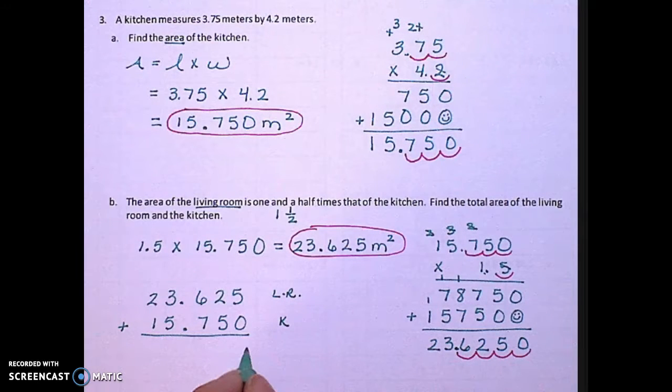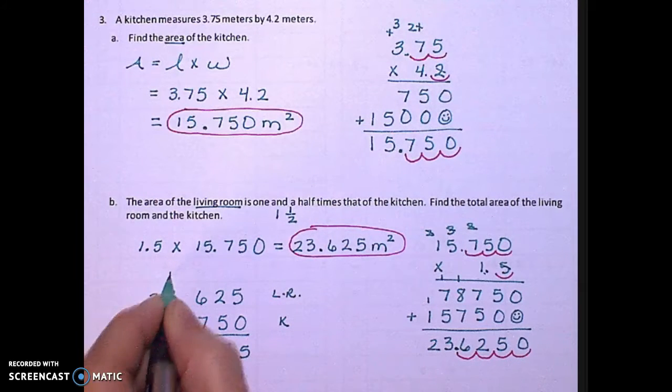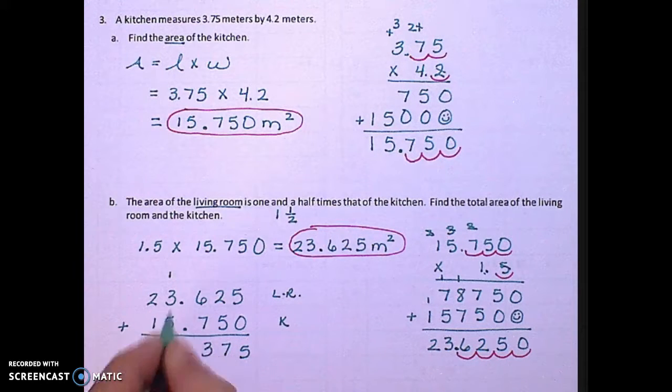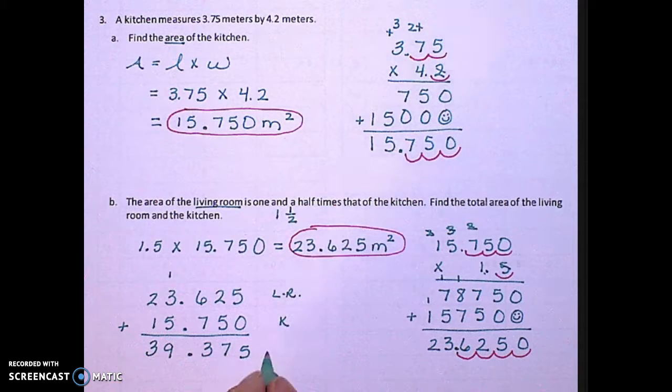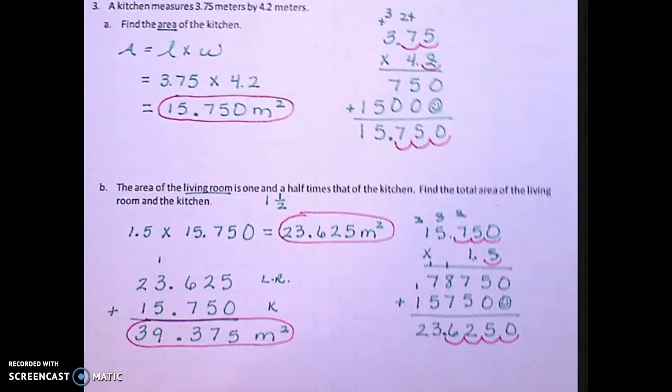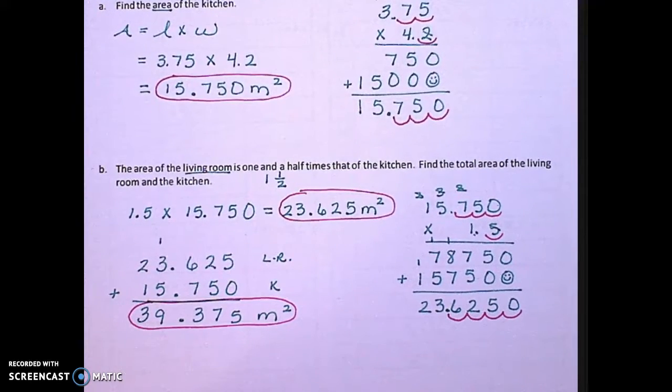Okay, let's add it up. 5, 7, 13, 8, 9, 3, and we are still talking about meters squared. This number here, I'm going to circle it. It's our final answer. That is the area, the total area of the living room and the kitchen. Slide my paper up just a tiny bit so I can write my sentence.